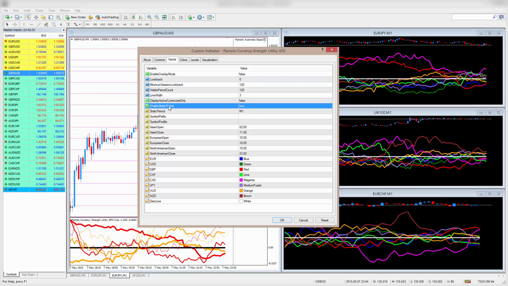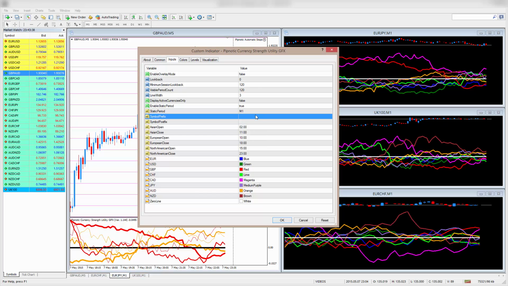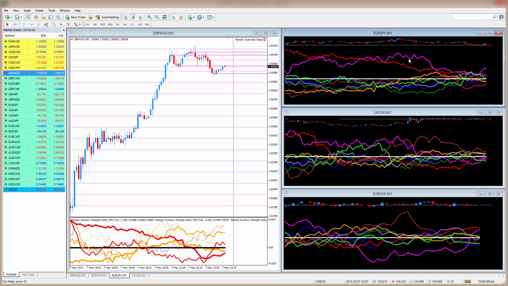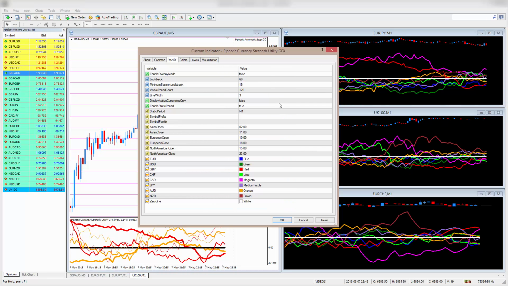And then here I have enable static period set to true, and the static period is set to M1, so we're certain that we're seeing minute information. So that's the top one, the long term. Long term meaning a maximum of roughly 8 hours, or the length of a given session. We look at the medium term here.